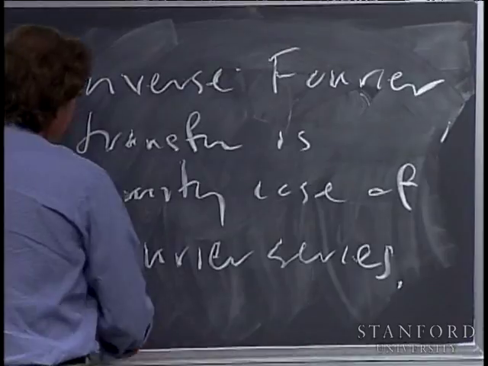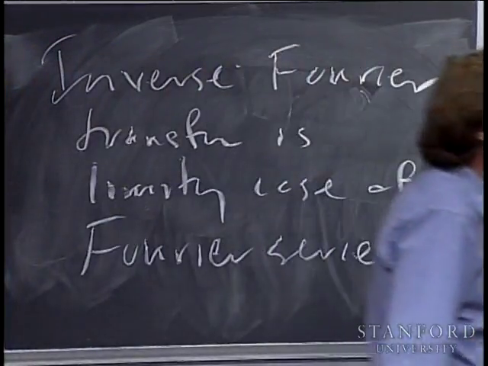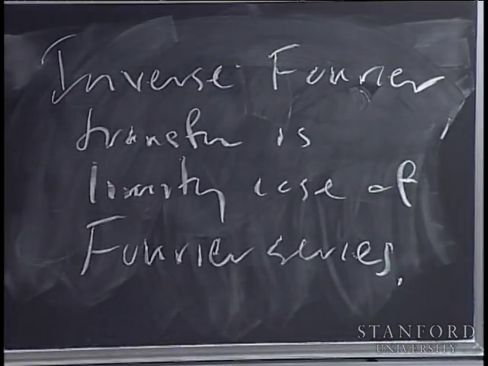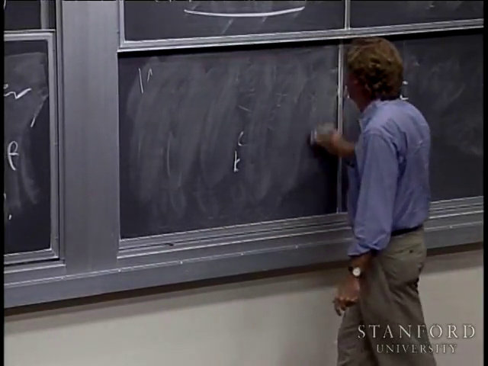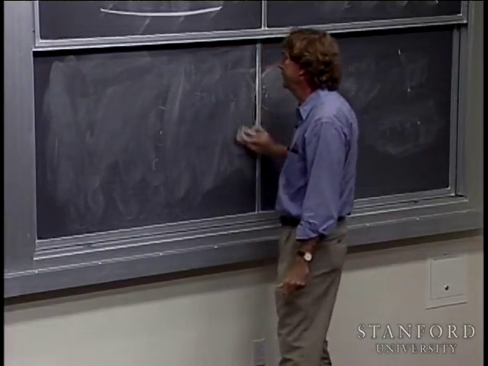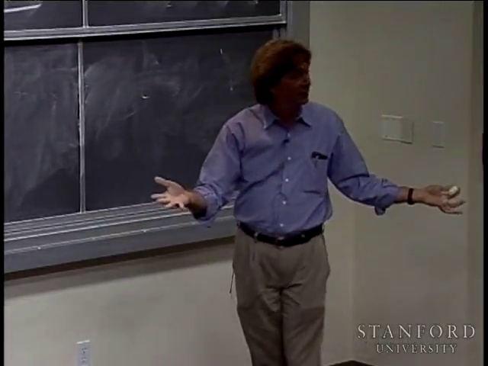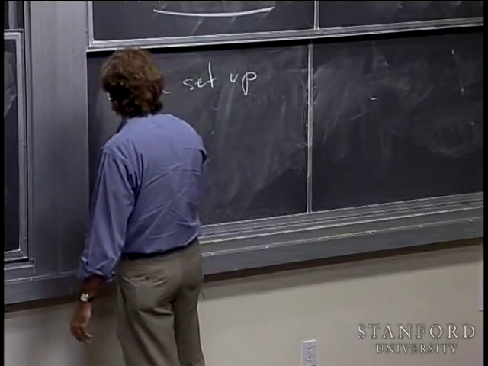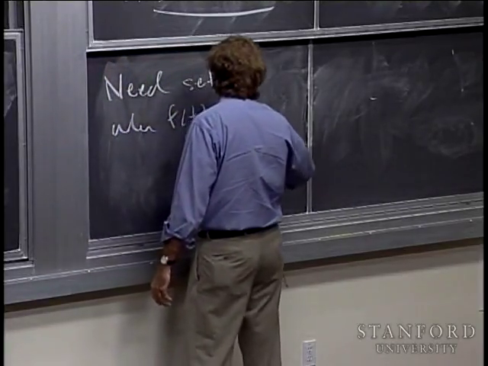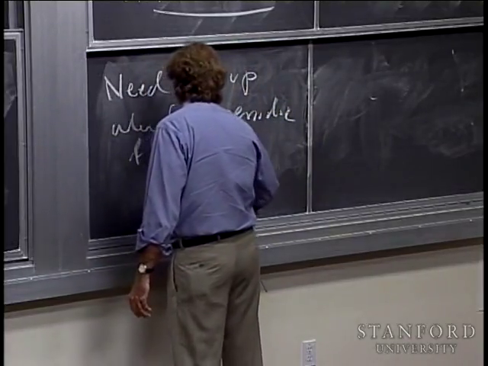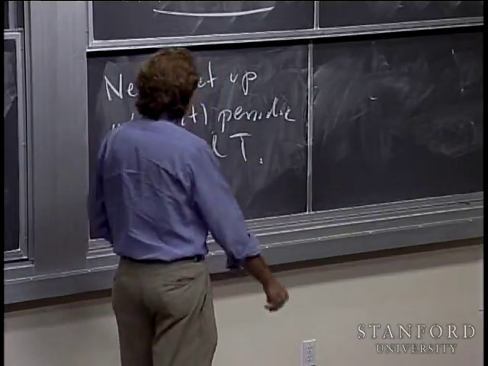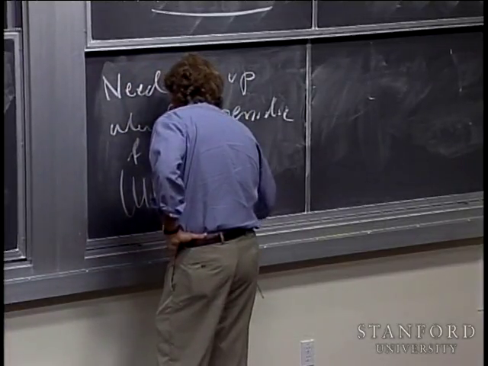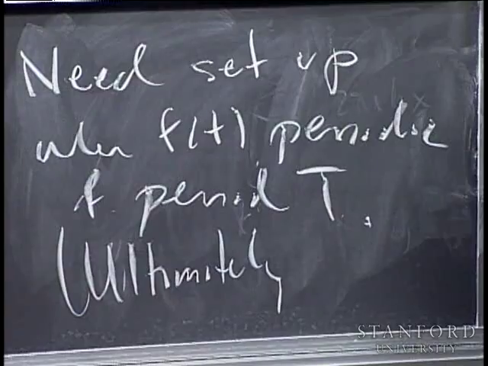Okay, now, so how do I set this up in order to take a limit? I keep saying that it's the limiting case as the period tends to infinity. So that means I have to give you the setup for Fourier coefficients and for Fourier series when the period is not 1, but some other number, capital T, that I can let tend to infinity. So we need to set up when, say, f of t is periodic of period T, and then I want to let T tend to infinity. Okay? All right, so how do I do this?